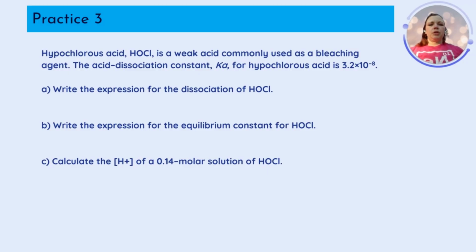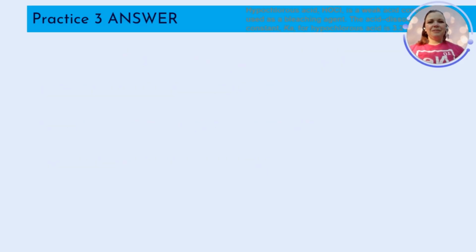Part B, write the expression for the equilibrium constant for HOCl. Part C, calculate the concentration of H plus of a 0.14 molar solution of HOCl. If you want to try this on your own first, please pause the video now and go through the answer.